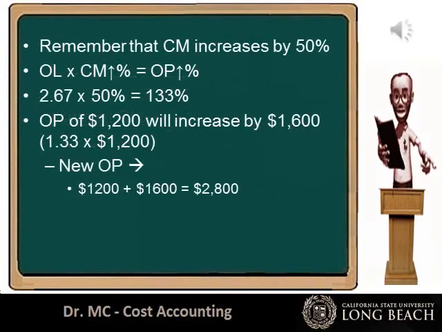When you multiply the firm's operating leverage of 2.67 by the 50% increase in its contribution margin, we are told that the firm's operating profits will increase by 133%. When you multiply the 133% increase by the firm's original operating profits of $1,200, we discover that the firm's operating profits will increase by $1,600, resulting in a new operating profits figure of $2,800.